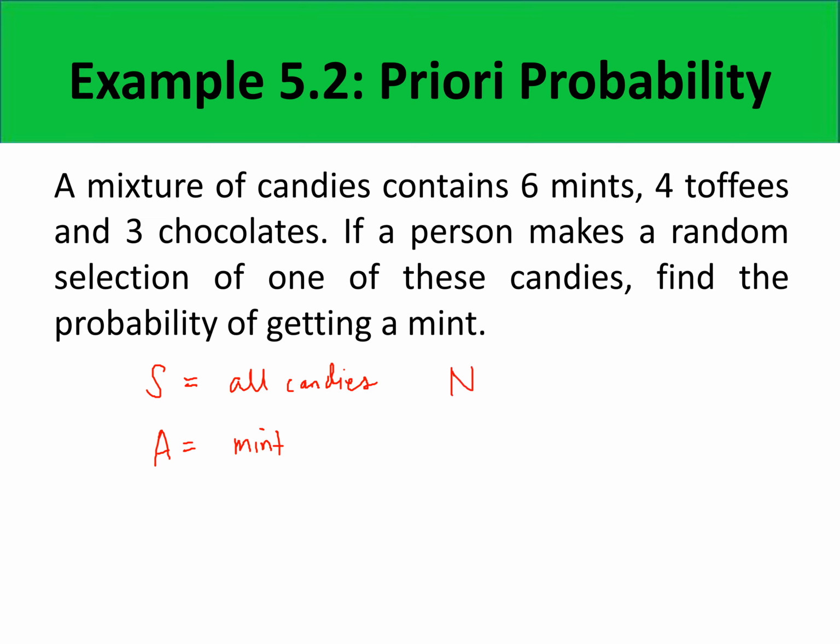Now in this case, capital N is equal to 13 because there are 13 candies all in all, and small n is equal to 6 because there are only 6 mints among all the candies. So the probability of A in fraction form is small n over capital N, which is 6 over 13.